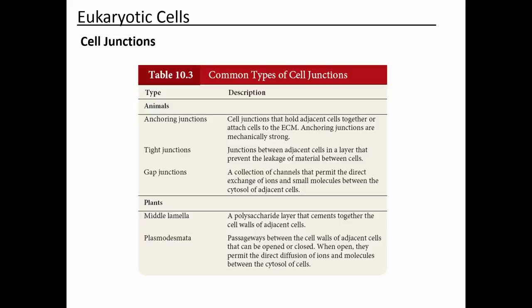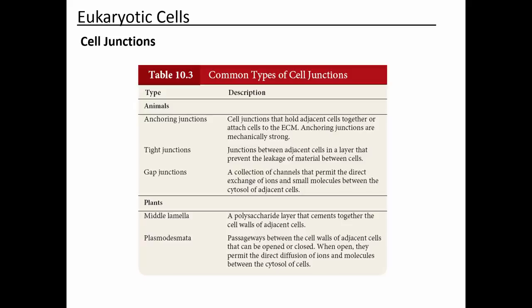So we're going to mainly focus on the types of cell junctions that you find in animals. In terms of the ones you find in animals, there are three types of junctions that are found between cells. One is called anchoring junctions. And anchoring junctions will be involved in anchoring cells to each other. So anchoring junctions are involved in binding two cells to each other.